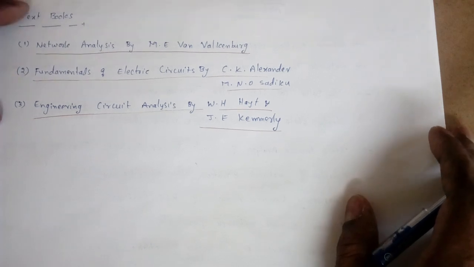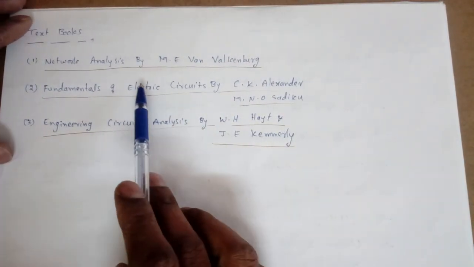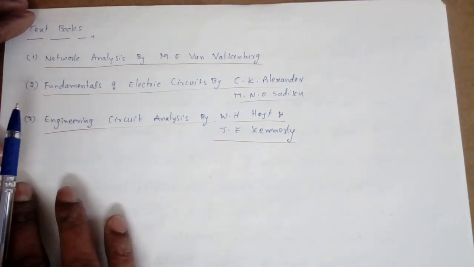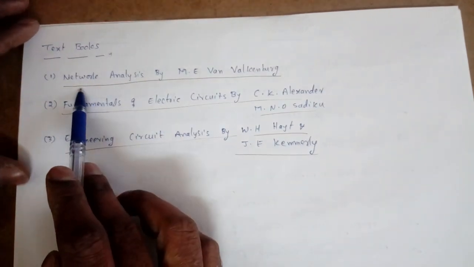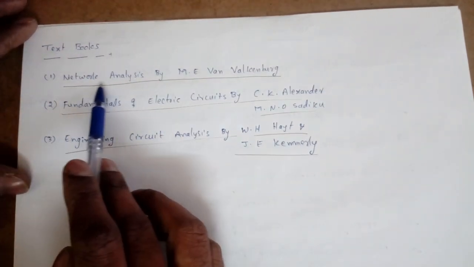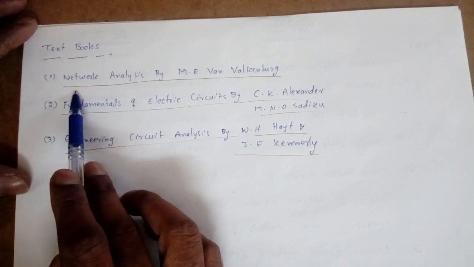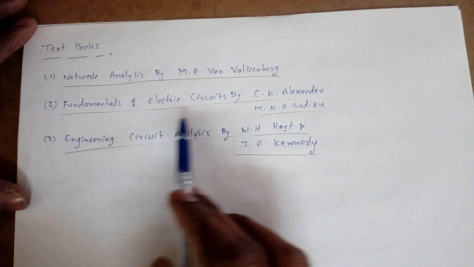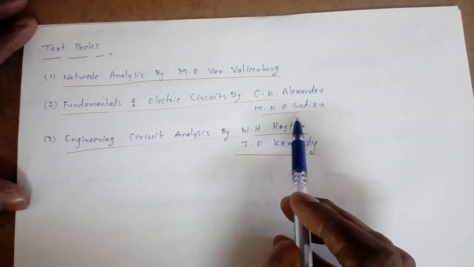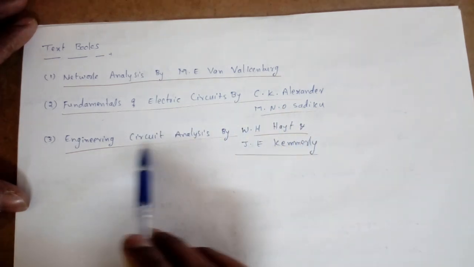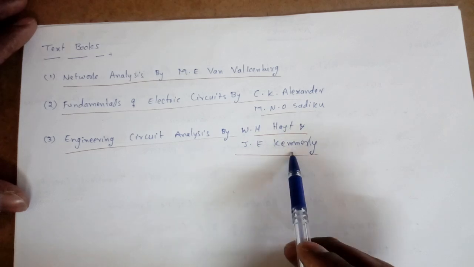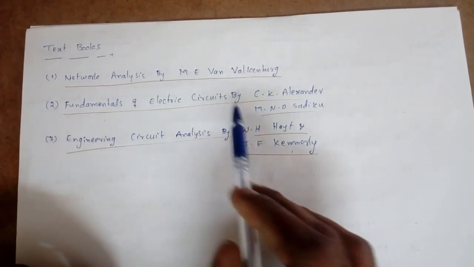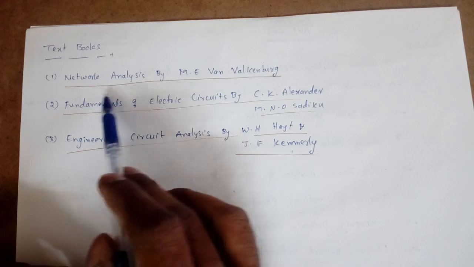But before that, what are the textbooks we need to follow for network theory? I thank all the professors who did a great job, right? The first textbook, the standard textbook for network analysis, is Network Analysis by M.E. van Valkenburg. The second one is Fundamentals of Electric Circuits by Alexander and Sadiku. The third book is Engineering Circuit Analysis by Hayt and Kemmerly, right? I will follow these three books to give knowledge.